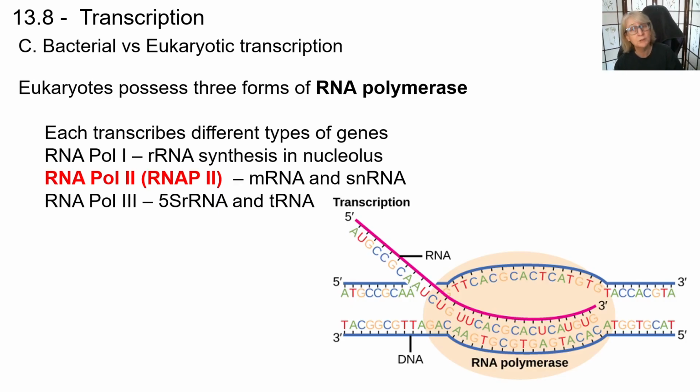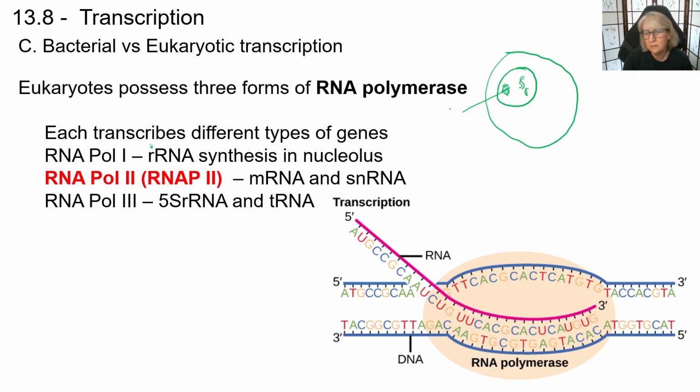We have 3 forms of RNA polymerase that we find consistently in eukaryotes. RNA polymerase 1 makes ribosomes. It synthesizes the rRNA. It happens in the nucleolus. That, if you remember, your nucleus has, in your cell, your nucleus has your DNA, has chromatin mostly, and then it has this kind of little dark spot that's a nucleolus.